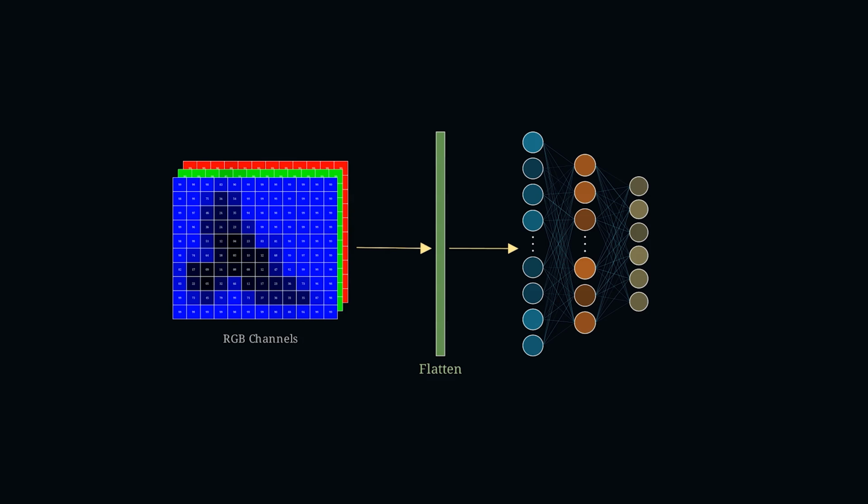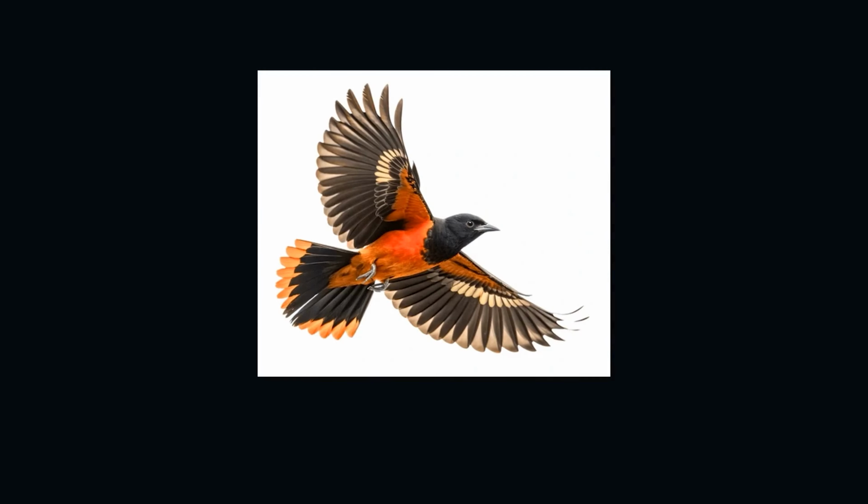So what if we could change that? What if instead of looking at the whole image at once, we let the network look at small pieces first, just like we humans do, focusing locally, finding simple patterns, and then building them into something meaningful. That simple shift in perspective changed everything.